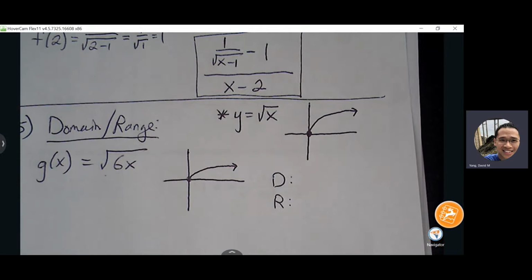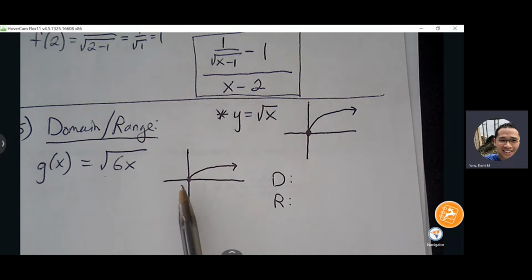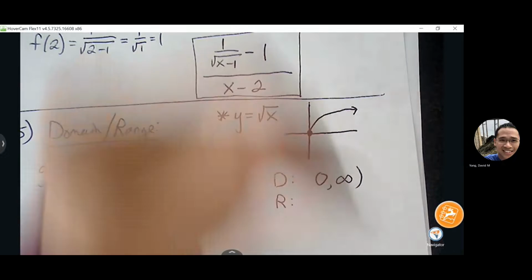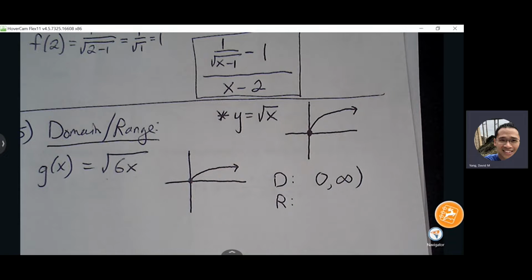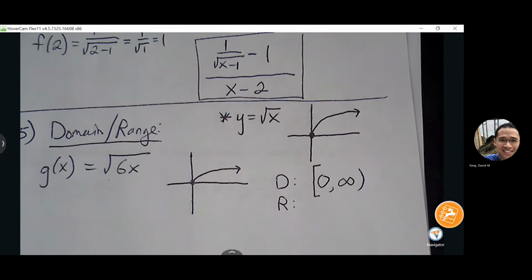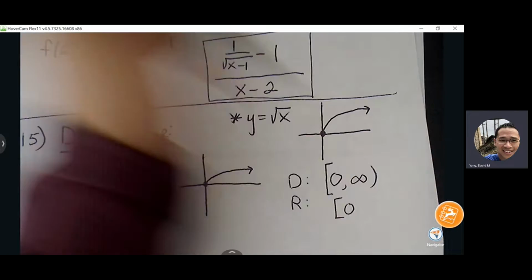Domain is how far left to how far right the graph goes in terms of x. What's the furthest left that the graph starts off at? 0. And it extends to the right to positive infinity. It does touch that starting point 0, so we need to put a bracket around that point. For range, we want to identify the lowest y value and extend up to the highest y value. What's the lowest y value? 0. Highest y value.